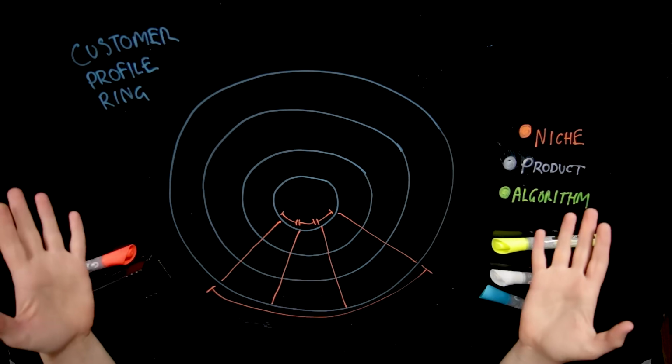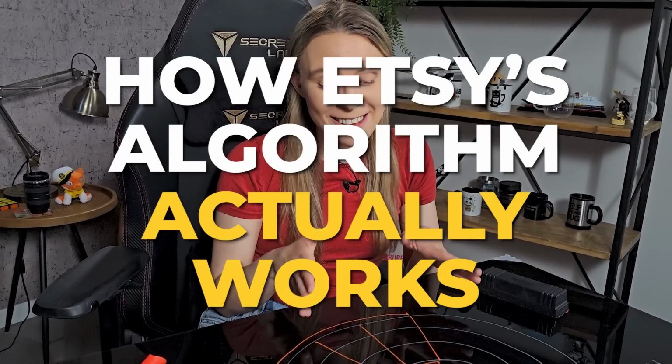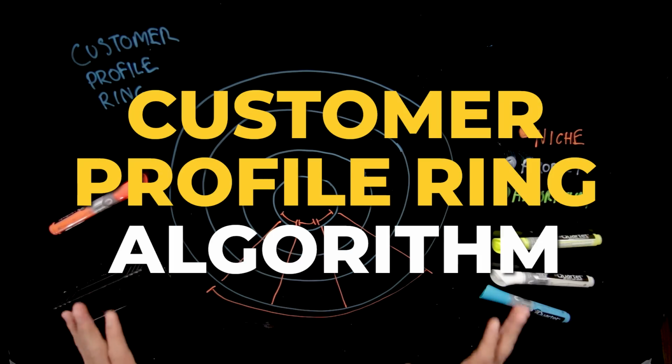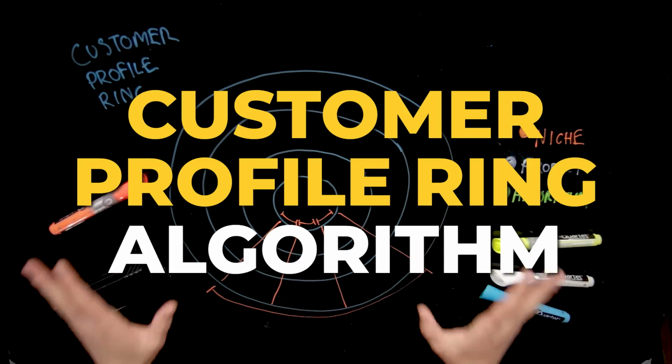Okay, so for today, we've got one camera and we've got a second camera. Because in this video, I'm going to show you how Etsy actually works. I'm literally showing you here using the customer profile ring algorithm on my blackboard. Because I see so much misinformation out there on how to get traffic on Etsy.